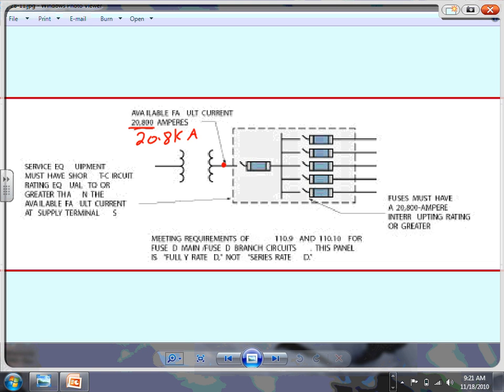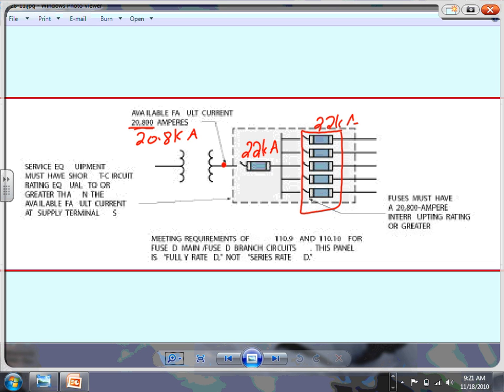So it's 20.8. Can I put 10? No. So it's going to be 22. So this has to be 22 kiloamp. What do you think the lower ones have to be? Less than 22, or 22? Well, the answer depends. Do you want the system to be fully rated? Fully rated means, hey, Chad, this is going to be 22K, all of them. Each one of them, the downstream, the feeders, the branch circuits, each one will be 22K.